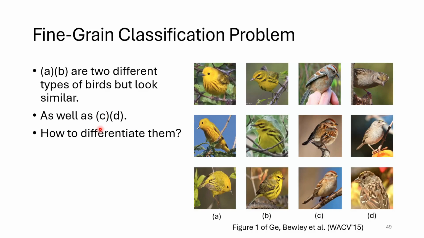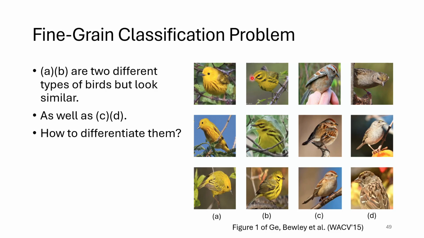All right. Here, the authors also talk about another topic, fine-grain classification. So what is fine-grain image classification? This is an example. The A column is a type of bird, the same class. And the B column is another type of bird. As you can see, both of them are yellow, and they look like each other, but they are different types of birds.